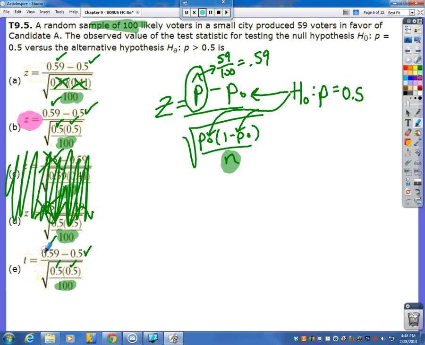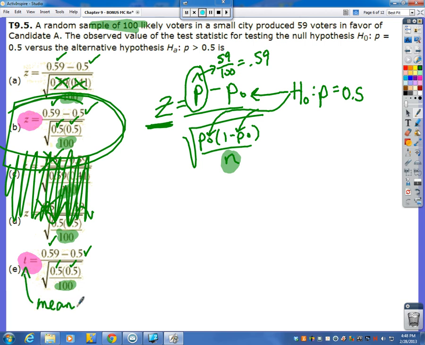This says z equals, this says t equals. Now, since we are doing proportions, proportions are always z-scores. So B is our answer. T we only use for mean problems. So they were trying to mix us up with our mean and our proportions.